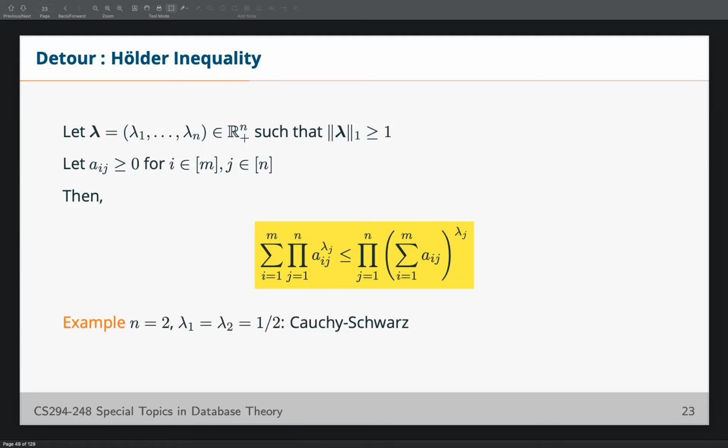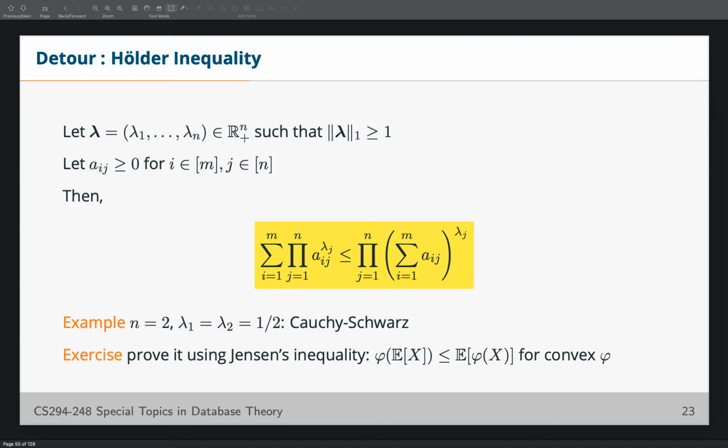Yeah, so in the 2-column case, that's Cauchy-Schwarz. It says that the dot product of two vectors is less than the product of the lengths of the two vectors. You can prove it using Jensen's inequality, and I think in some books they even give the credit to Jensen.